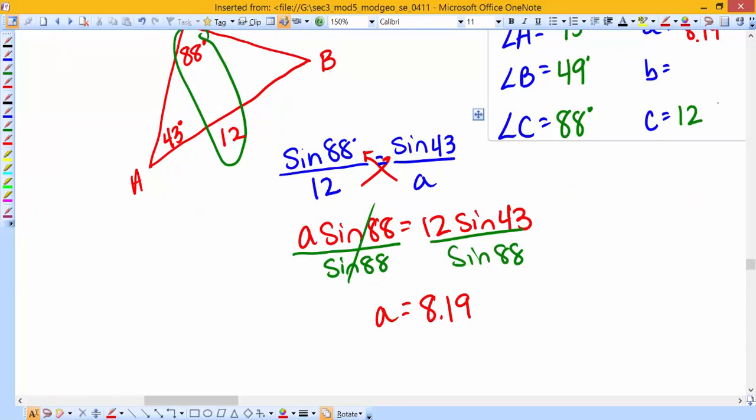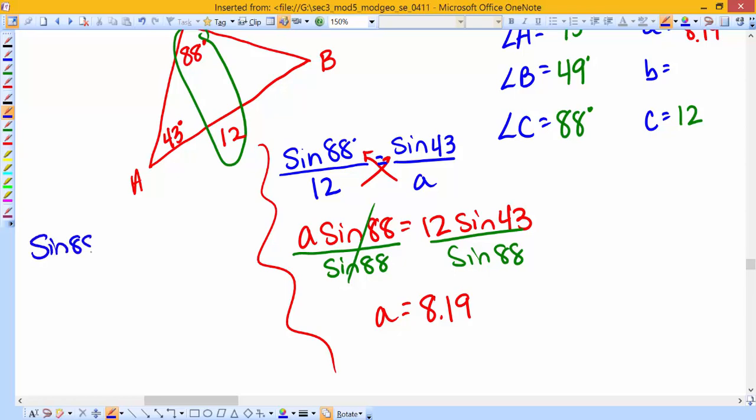Now I need to find side B. So I'm going to do another set of work. I want to keep my work organized. I'm going to still use the pair that I started with, the sine of 88 over 12. Now I'm looking for side B, so I have to use angle B. Angle B was 49 degrees.